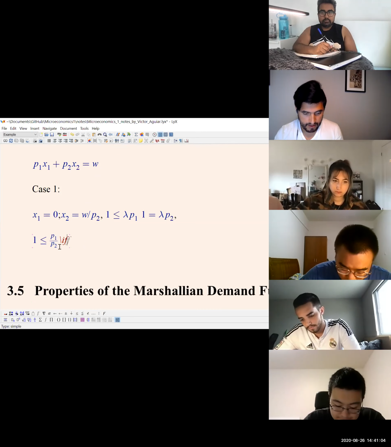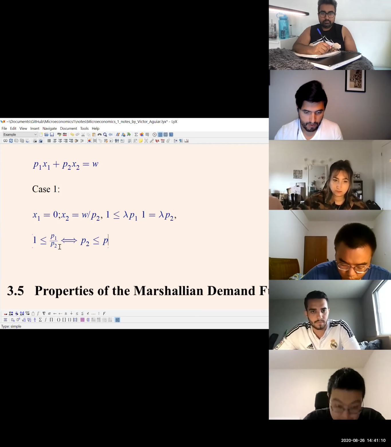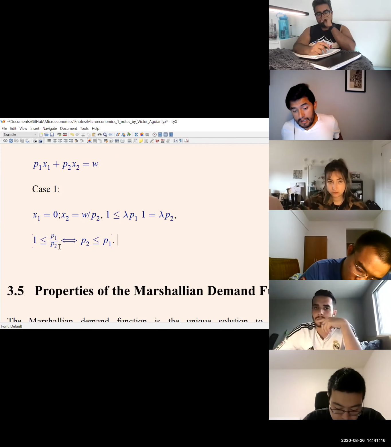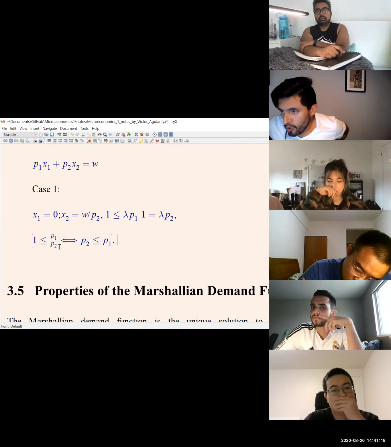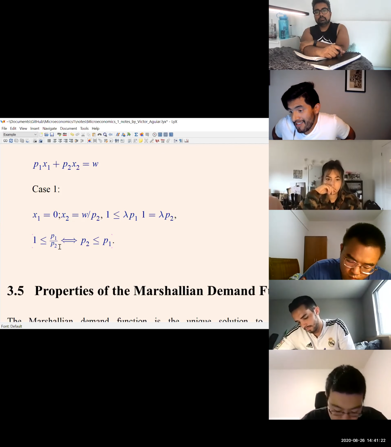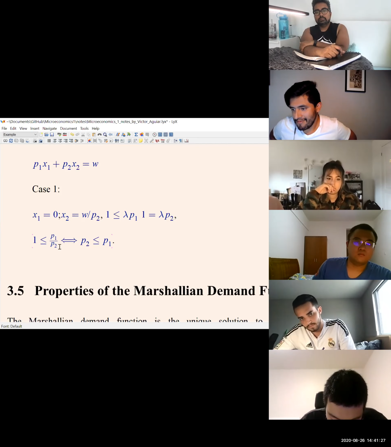Which is equivalent to P2 is equal than P1. Okay, agree? So what this is saying is that if the price of 2 is cheaper than the price of 1, because these are perfect substitutes, right? Then you pick everything x2. Got it?